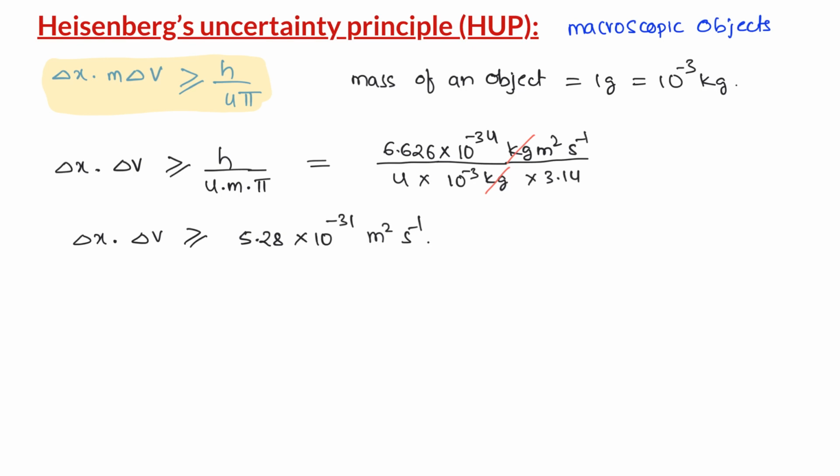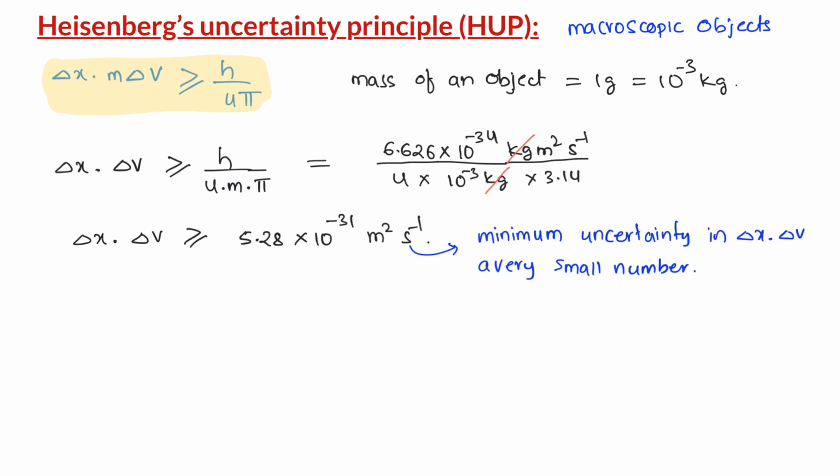Delta x times delta v is greater than or equal to 5.28 times 10 to the negative 31 meter square per second. The minimum amount of uncertainty in the product of position and velocity is an extremely small number. Let us say this 1 gram object is thrown at something, and the uncertainty in the position of this object at an instant is plus or minus 1 centimeter.